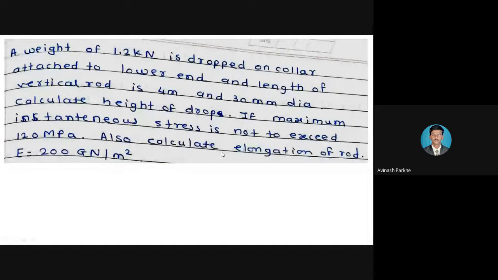Initially, first of all, we write down the given parameters, and then we'll think about which formula we have to use. In the given, P is equal to 1.2 kilonewton, which is equal to 1.2 into 10 raised to 3 Newton. Then length of rod L is equal to 4 meter, which is 4000 mm. Then diameter of rod is 30 mm.